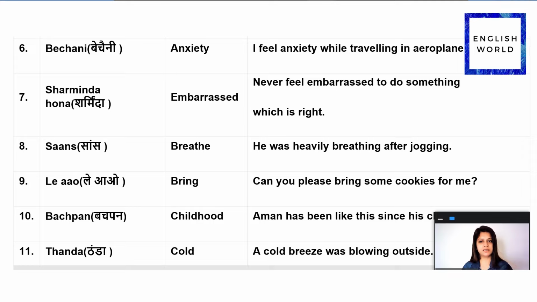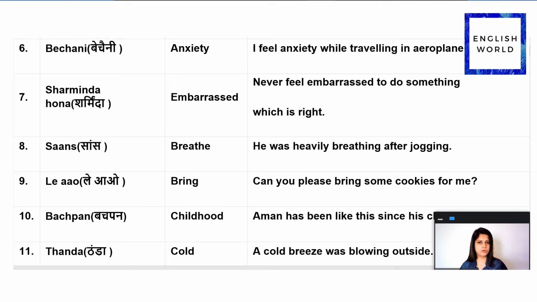Next is sans, breathe. The sentence is, he was heavily breathing after jogging. You jog a lot and then you get tired, so you can get a bit breathless. That means out of breath. Breathe is called sans. So you can form a sentence, he was heavily breathing. It is used as a verb here. He was heavily breathing. Breathing heavily means sans phul gayi. So heavily breathing after jogging.